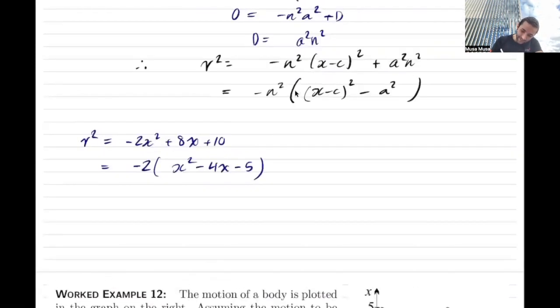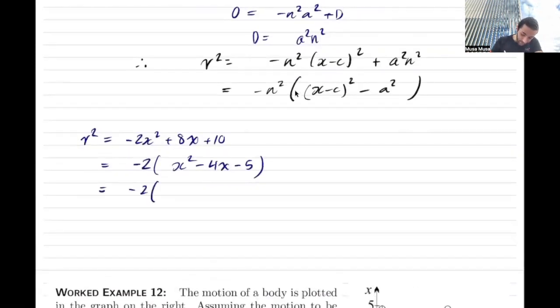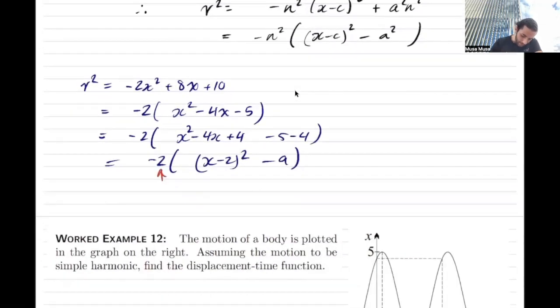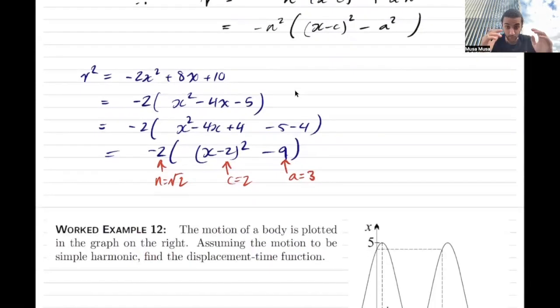Now let's complete the square on the x's. So we're going to x squared plus 4x plus 4 minus 5 minus 4, minus 2 x minus 2 all squared minus 9. And then now you can go, wow, my n is root 2, my c is 2, and my a is, if this is a 9, my a has to be 3. So that's another thing that you can do if you wish.